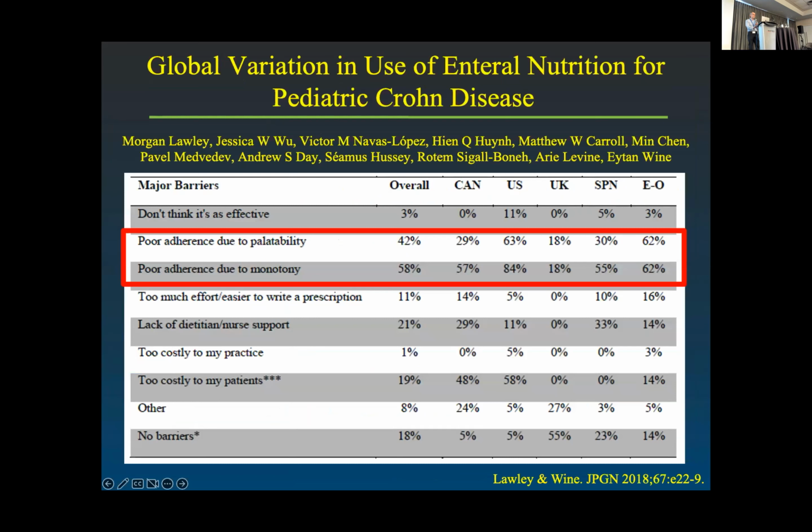However, as you can imagine, this is difficult to do. This is a survey that we published where we showed that adherence, or keeping up with the diet, is extremely challenging across the world. So we want better ways to identify who's going to respond and give them the right treatment.